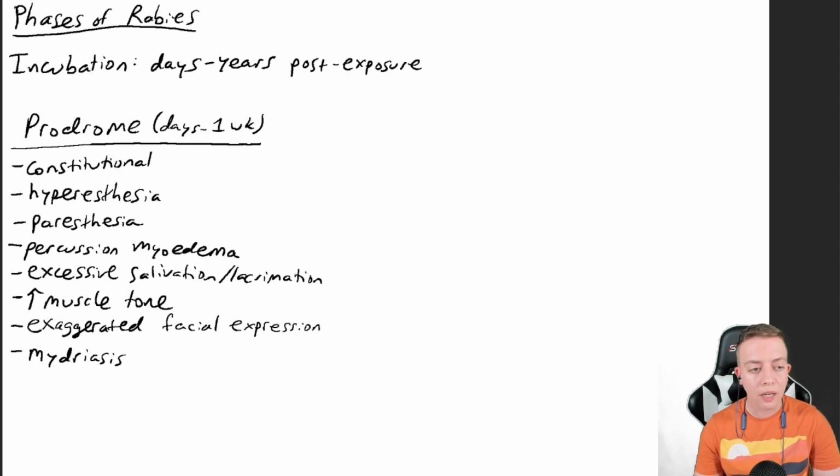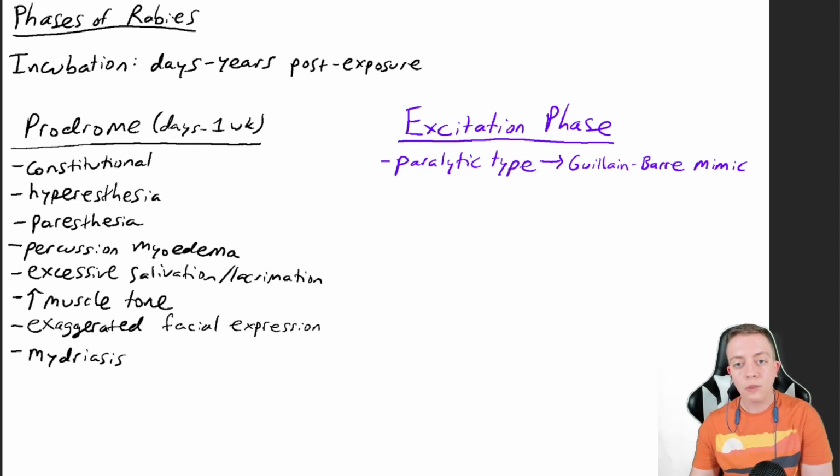This is kind of where we get some more of these typical vampire and werewolf symptoms. Of course, we had a few on this prodrome list, such as the salivation and lacrimation, the facial expressions. Those things do kind of play into the myth, but especially here with this end stage. So we have the excitation phase, which comes next.